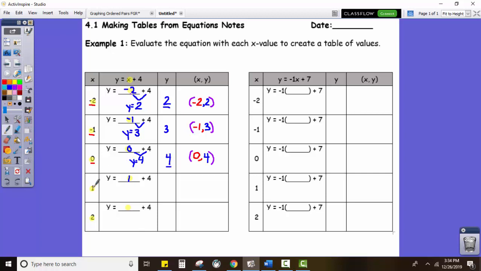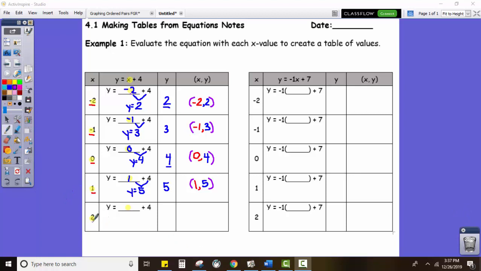Next one, plug in 1. So I'm going to do 1 plus 4. Well, 1 plus 4 is 5. So y equals 5. I'm going to write that in the y column. And then for my ordered pair, I know x is 1, so I write 1, comma, I see the y here is 5. So 1, comma 5.